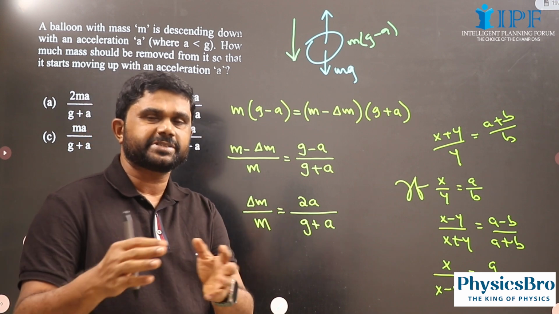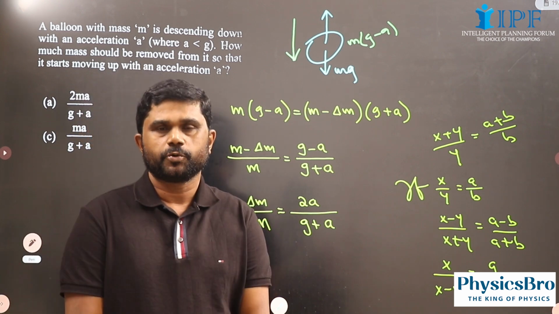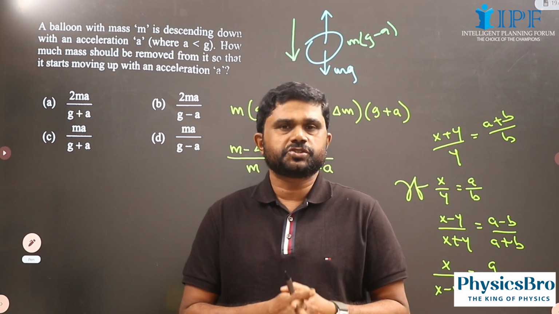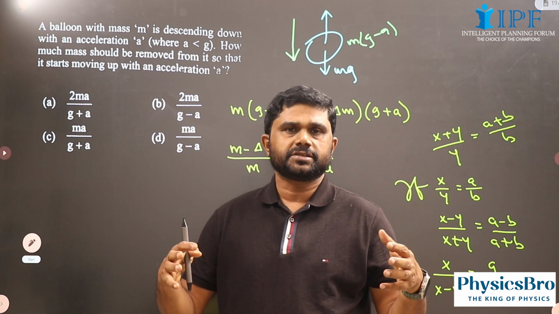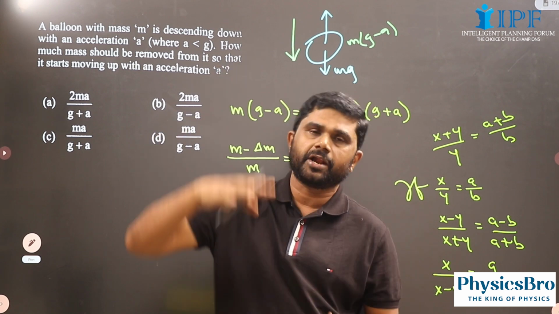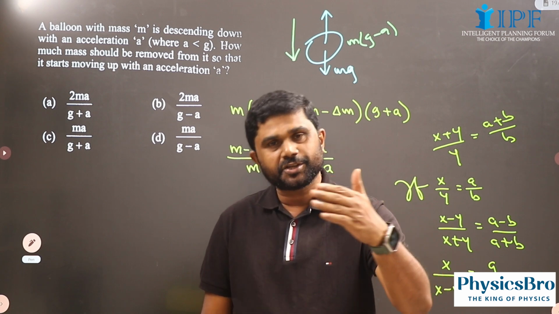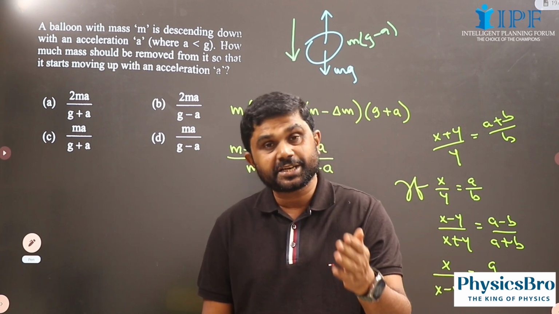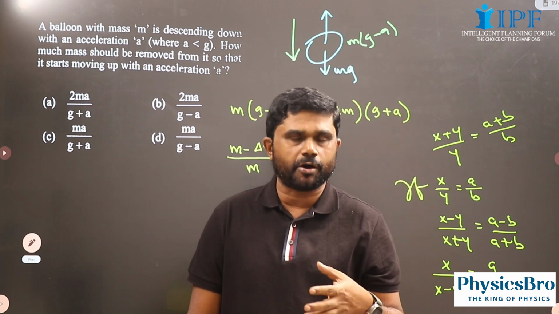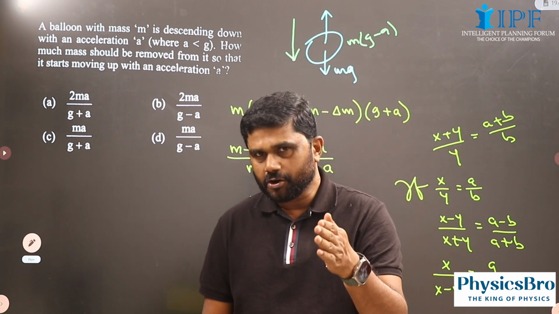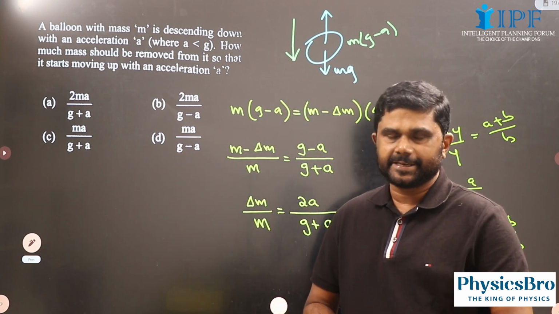So m into g plus a, or m into g minus a, is the force on the body in the upward direction. Now suppose a rope is hung from a rigid support, and a fireman climbs up along the rope with a constant acceleration a. Then the force exerted by the man on the rope is m into g plus a. The force exerted by the rope on the man is m into g plus a. When he slips down along the rope, the force exerted by the rope on the man is m into g minus a.